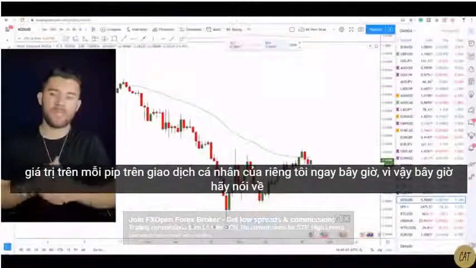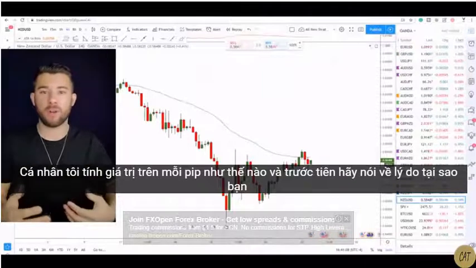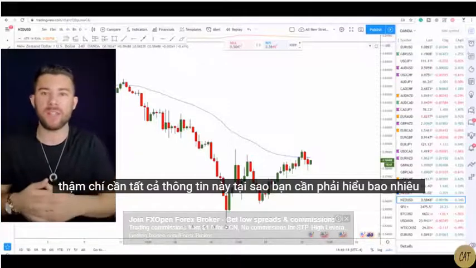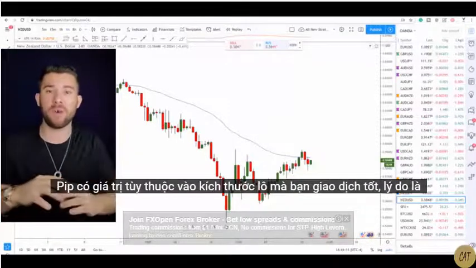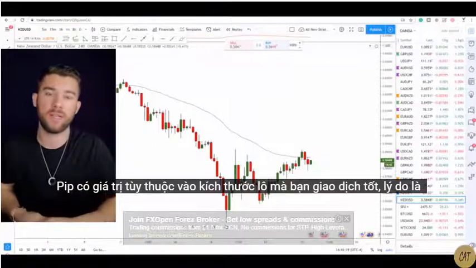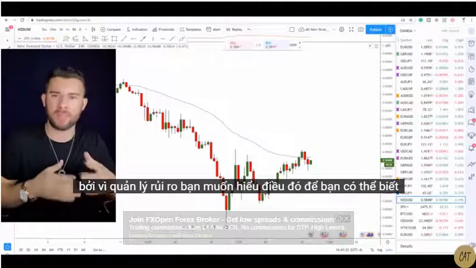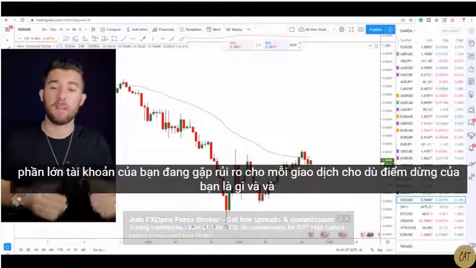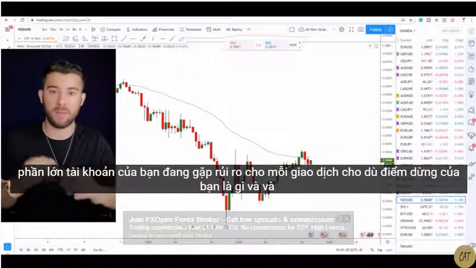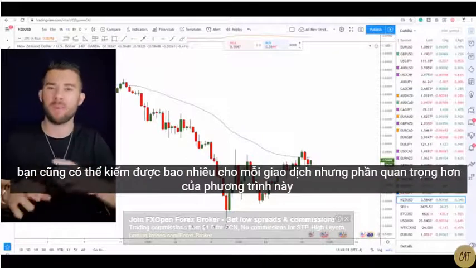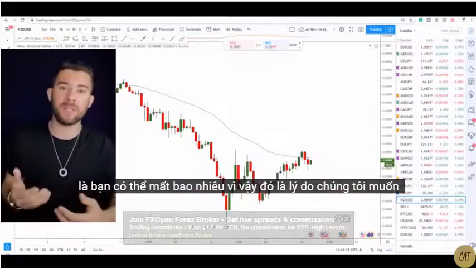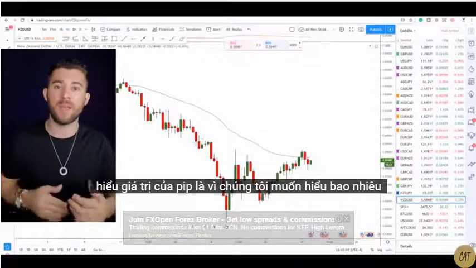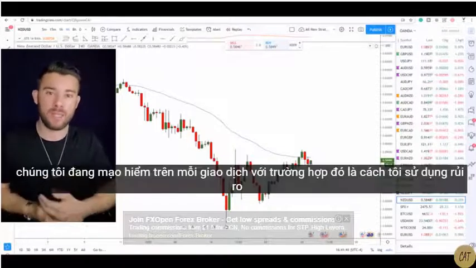Okay, so now let's talk about how I personally calculate the value per pip. And first, let's talk about why you even need all of this information. Why do you need to understand how much every pip is worth depending on the lot size that you're trading? Well, the reason is because of risk management. You want to understand that so that you can know how much of your account you're risking per trade. Whatever your stop loss is, and also how much you can make per trade, but the more important part of this equation is how much you can lose. So with that being the case, the reason we want to understand the value of the pip is because we want to understand how much we're risking on each trade.